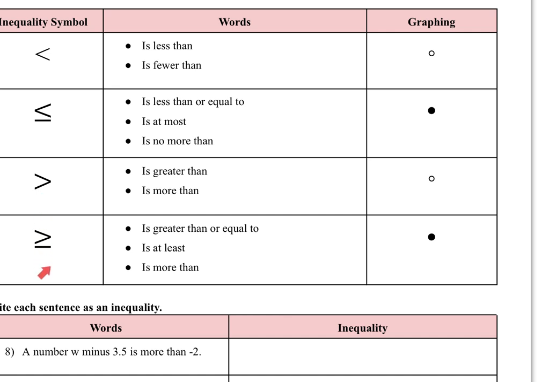Greater than symbols, you have is greater than, is more than, and you have is greater than or equal to, is at least. Okay, the difference between those, the one that is not equal is an open circle. The one that could be equal is a closed circle. Okay?